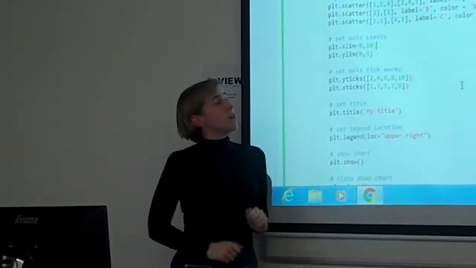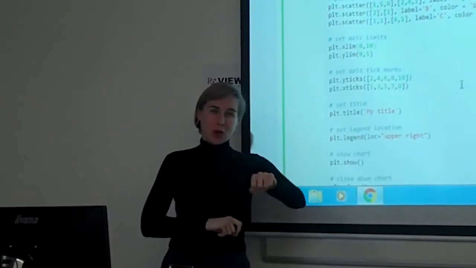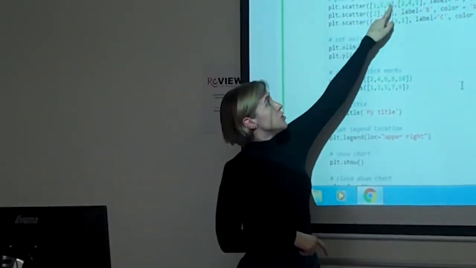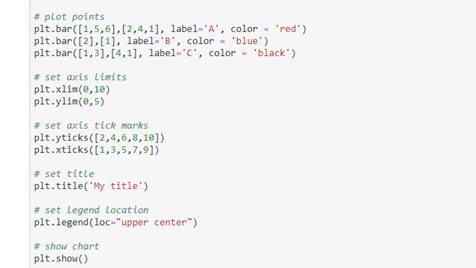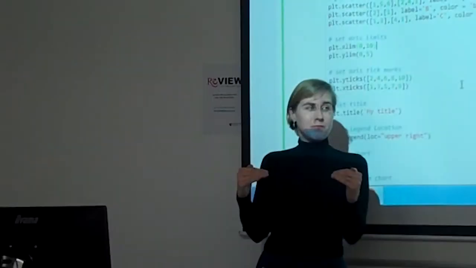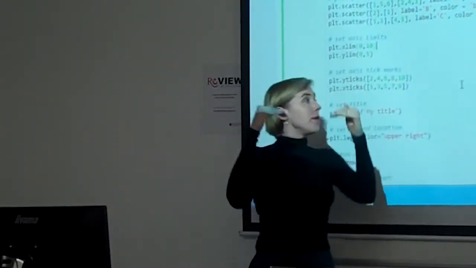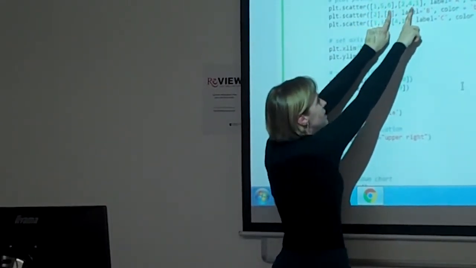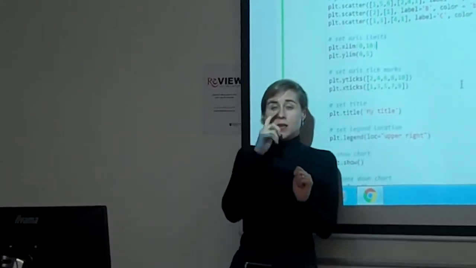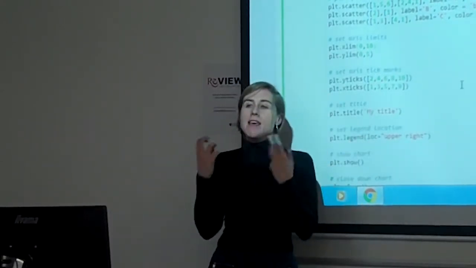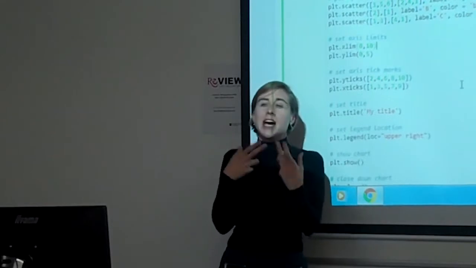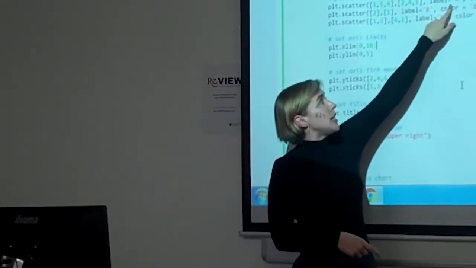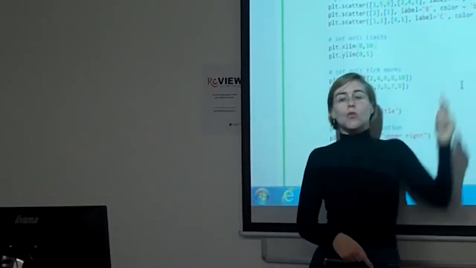These three lines are the dots on your plot. The first list are all the x values, so the horizontal value. The second list are the y values. So remember Cartesian coordinates going up. And so 1, 2 is the first point, 5, 4 is the second point, 6, 1 is the third point. You put them all together like that if they're the same type of thing. So in this case, we're labeling it A, and we're coloring it red.